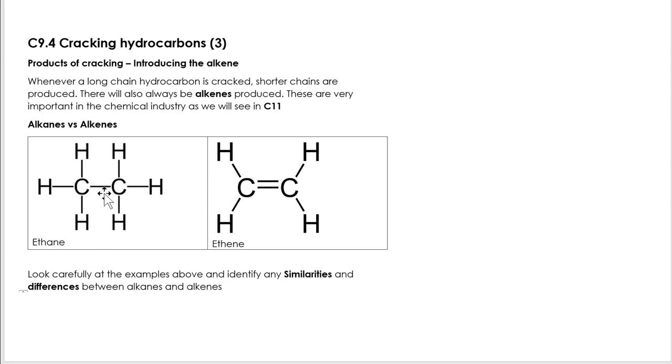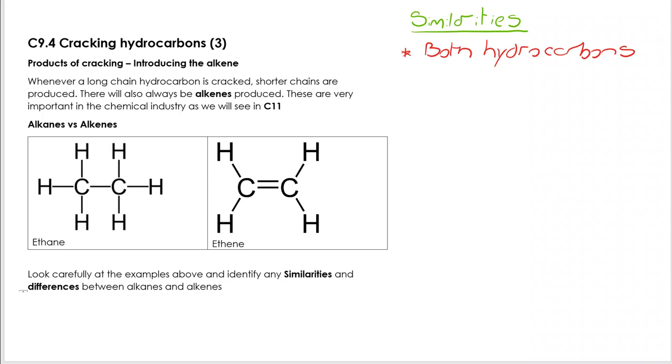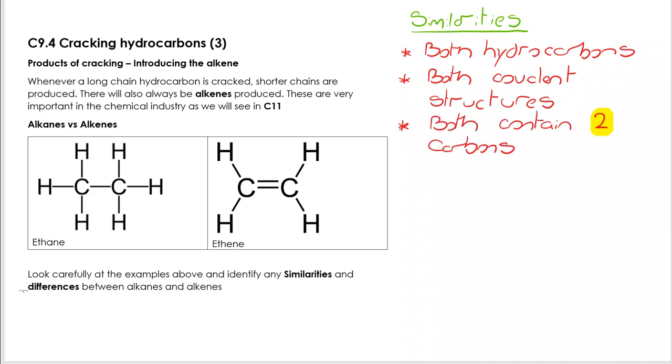So I've got ethane here, C2H6, and ethene, C2H4. Similarities: they're both hydrocarbons, so they contain carbon and hydrogen only. They're also both covalent structures. We know that because it's non-metal bonds, and covalent bonds are represented by sticks in this way. Another similarity is that they've both got 2 carbons within their structure. I've got 1, 2 and 1, 2.